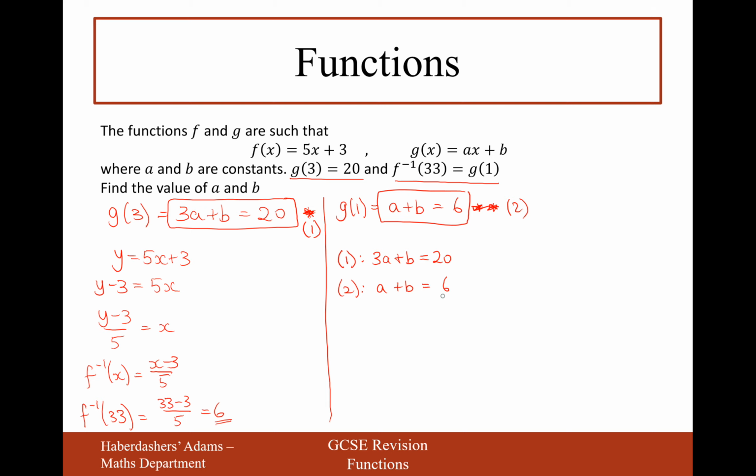And I think what I can do is if I do equation 1, take away equation 2, then that will cancel out the b's. So it's going to be 2a equals 20, take away 6 is 14. So therefore a is equal to 7. And therefore plugging it back into equation number 2, 7 plus b equals 6. Therefore b is equal to minus 1. And there we are, that's the answer to the hardest question in this functions video. A is 7, b is minus 1.